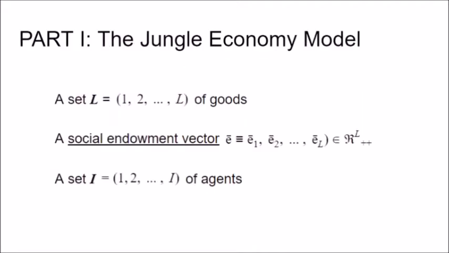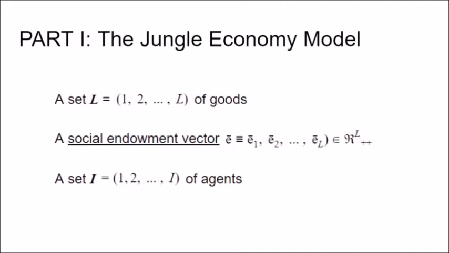So, let's look at the jungle economy model. The jungle economy consists of a set of goods that goes from 1 to L that will be represented by the symbol big L, and a social endowment vector E. Now that social endowment vector just means how much of each good do we have. Of all L goods, how much of each good do we start out with? And we assume that we start out with a non-negative number of each of those goods. And you might notice a typo there. There is a missing left parenthesis. I'm sure you're smart. You can see that.